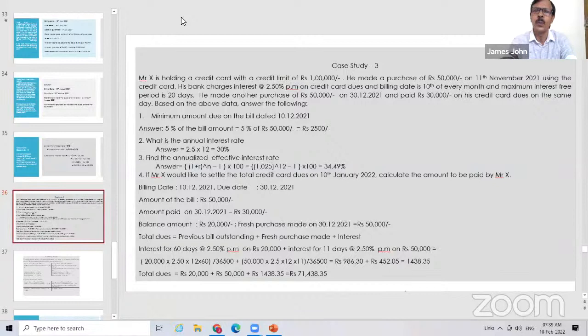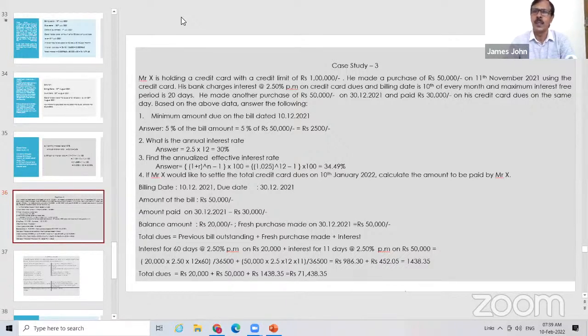No, sir. Not like that, sir. If we have paid or remitted any amount, then it will be deducted from the entire 30,000 amount. You read the question. He made another purchase of 50,000 and on 30th December paid 30,000. So 50 minus 30 is 20. Yes, 20. So for 20,000, you have to calculate interest for 60 days.